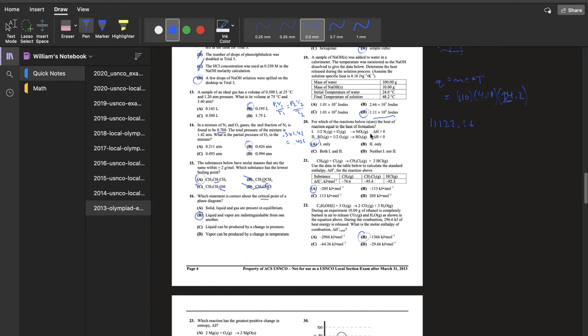20, which of these are equal to the heat of formation? So heat of formation is the enthalpy change when you create 1 mole of a compound from its constituent elements in their natural form. So for example, that would be C(s), O2(g), N2(g), how they're found in nature.